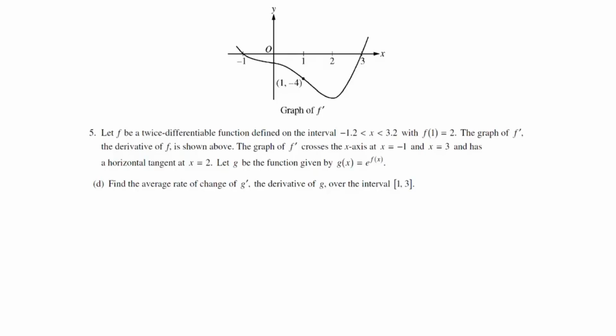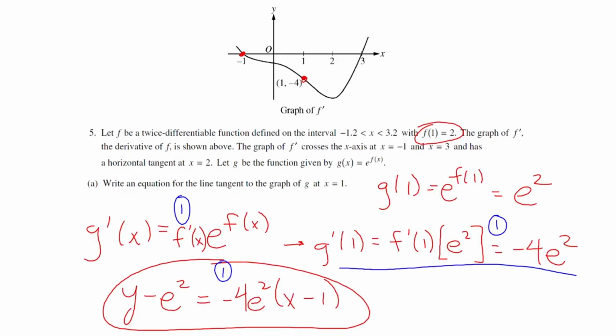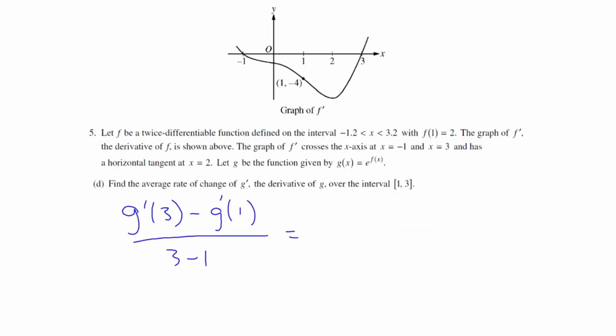And here in part D, it asks us to find the average rate of change of g prime, which is the derivative of g, over the interval from 1 to 3. To find the average rate of change of something, we just need to do the slope between the 2 points. So g prime of 3 minus g prime of 1, over 3 minus 1. I believe we already did g prime of 1 earlier. Yeah, g prime of 1 was -4e squared from part A. So we're going to have a minus 4e squared.